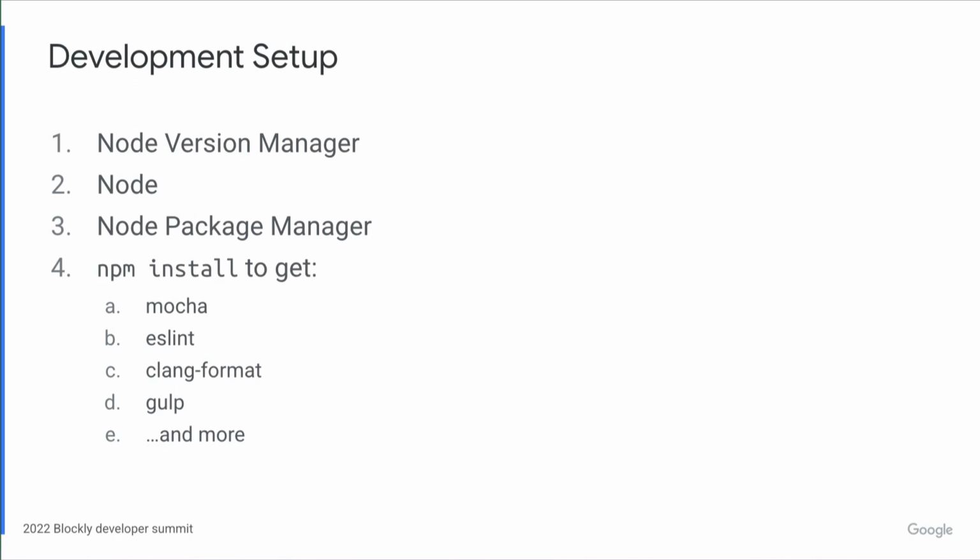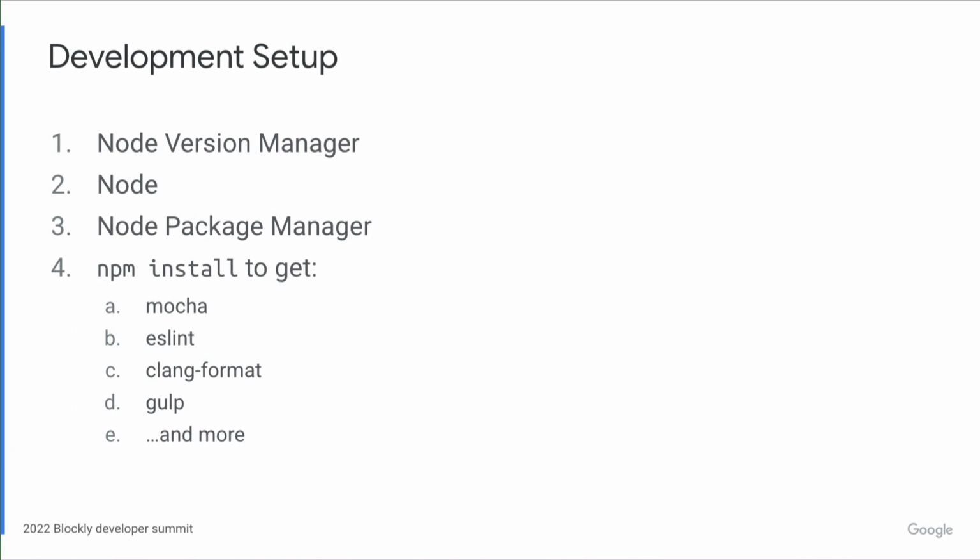We recommend using Node Version Manager, or NVM. We typically use the long-term support version of Node, and NVM can help you switch versions easily. Then you'll need NPM. Most, if not all, of the other dependencies needed can be installed via NPM. Inside of the Blockly repository that you downloaded from GitHub, you can run the command npm install to install all of the dependencies needed to run or develop Blockly.